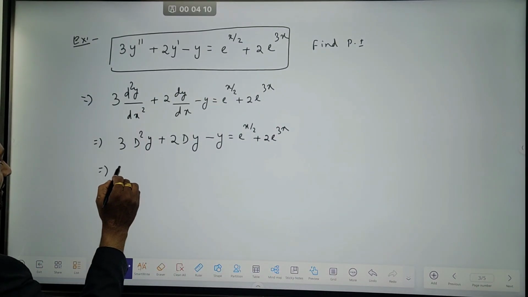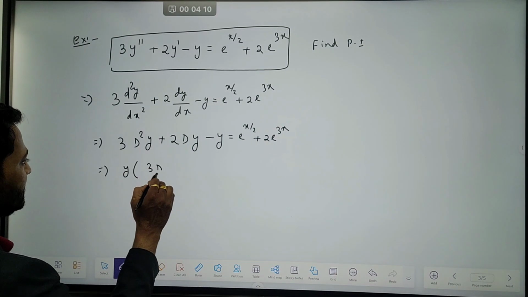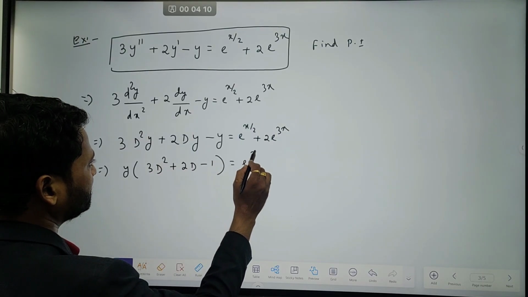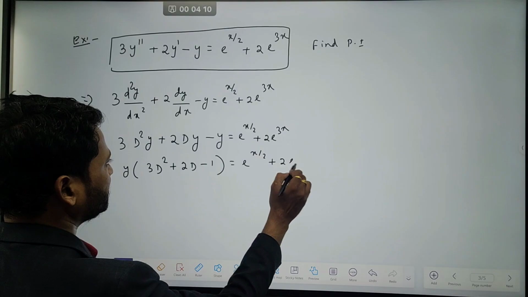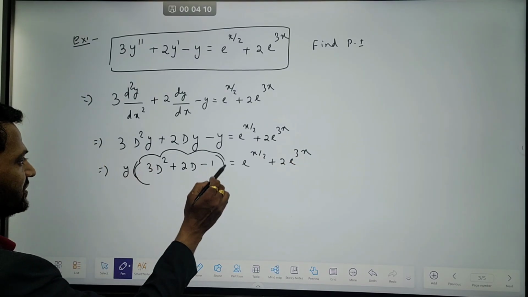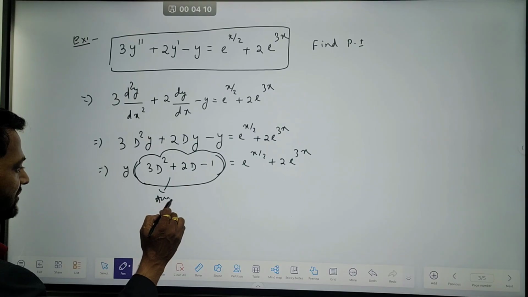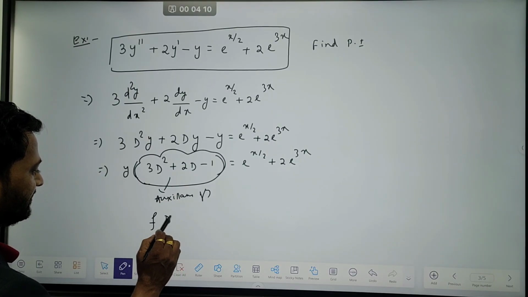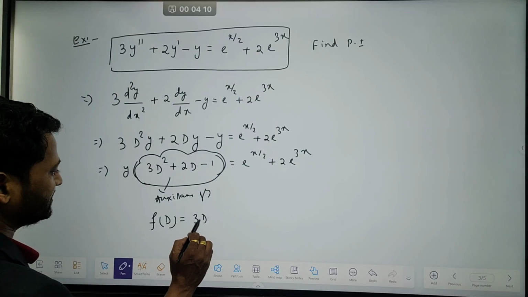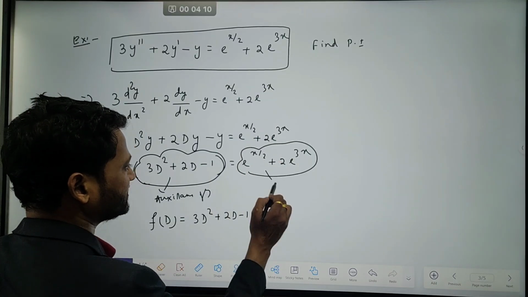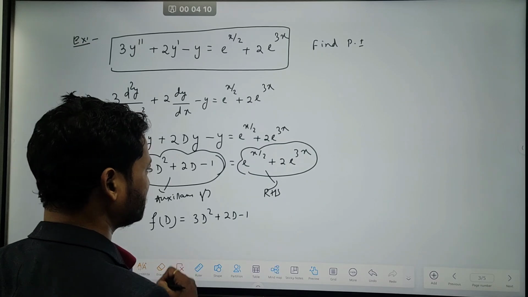So now if we take y as common, it is 3D square plus 2D minus 1 equal to e to the power x by 2 plus 2 into e to the power 3x. So this equation is the auxiliary equation, that is f of D, which is 3D square plus 2D minus 1, and this part is the RHS part of that differential equation.